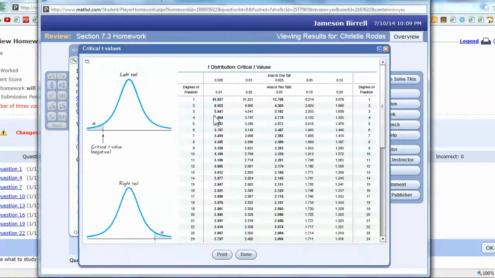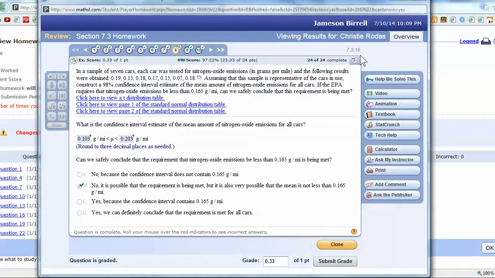And here's what it says. It's right here. It says that you have the degrees of freedom, and you've got area under the one tail or two tails, and so on. Anyways, we'll look at that more later.